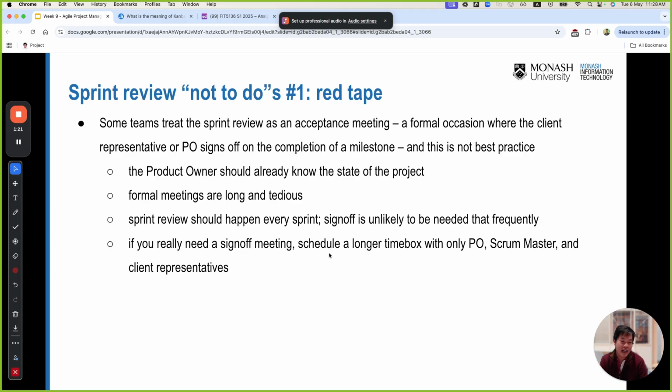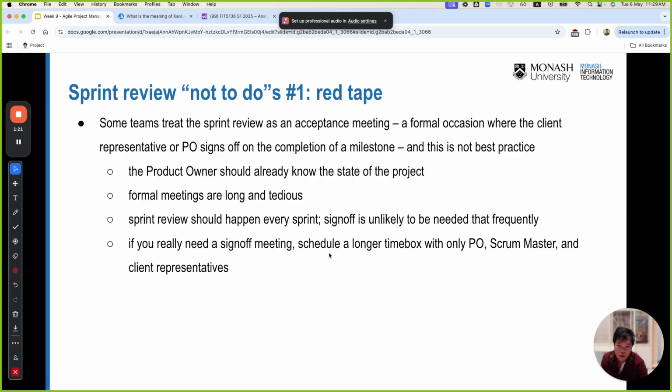Because normally the acceptance testing is quite a formal meeting. It is long, it is tedious, right. So the sprint review should happen every sprint, as I told you, sprint 1, 2, 3, okay. And the sign off should be the last one. That's week 12. You submit to the Moodle, you sign off, and deliver to the customer and the stakeholder.